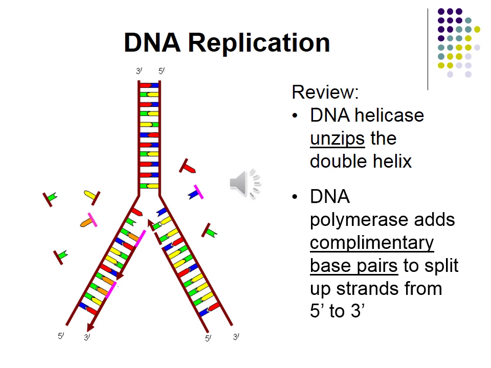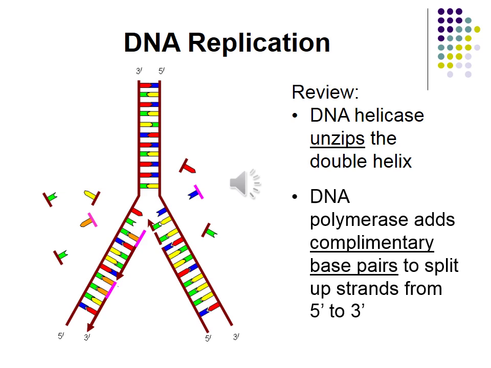Okay, so a really quick review. DNA helicase unzips DNA, the double helix. That's why it's called helicase. It's an enzyme that unwinds the DNA because DNA is all coiled up in a helix, so it unwinds the helix. Then the DNA polymerase adds complementary strands, base pairs, in the 5 prime to 3 prime direction.